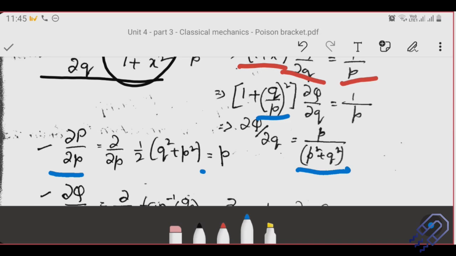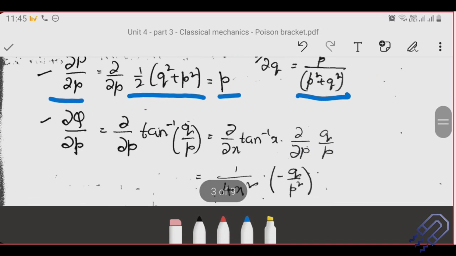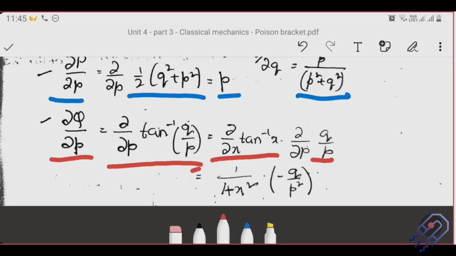Done. Let's do del P by del p. Del of capital P we have seen is half of q square per p square, a relatively simpler expression compared to the first one. You can just differentiate and see that this is just p. The next term, del Q by del small p now. So again, you can do this with x.